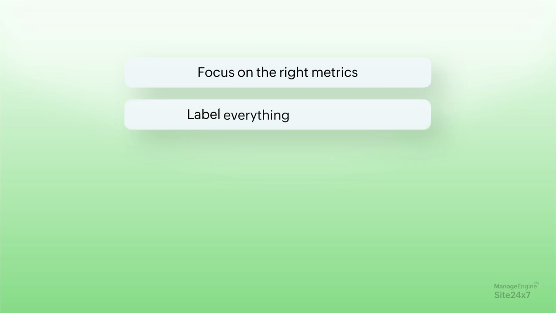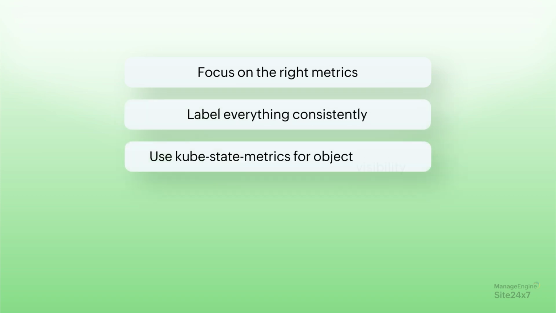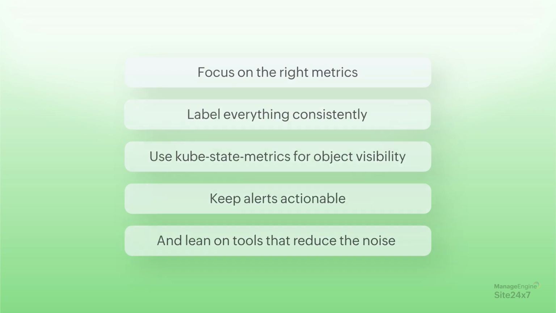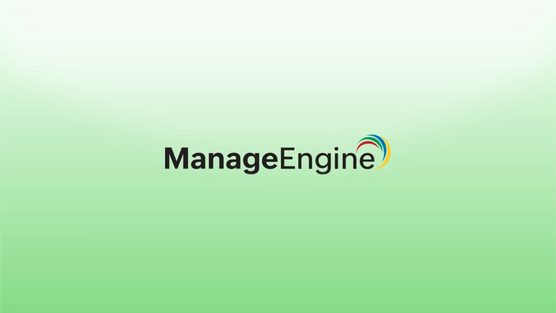Here's the takeaway. Focus on the right metrics, label everything consistently, use kube-state-metrics for object visibility, keep alerts actionable, and lean on tools that reduce the noise. Do that and Kubernetes stops feeling like a black box.